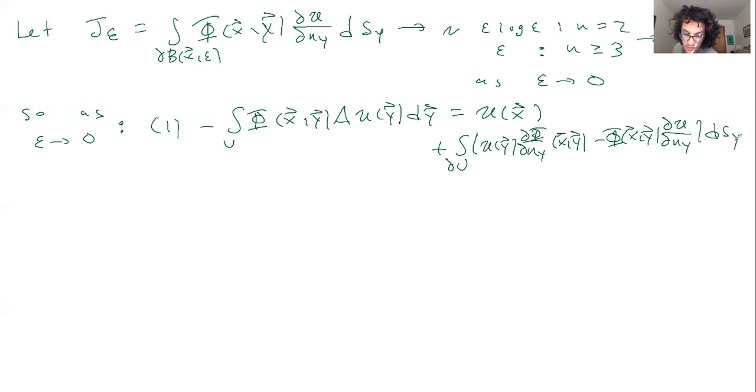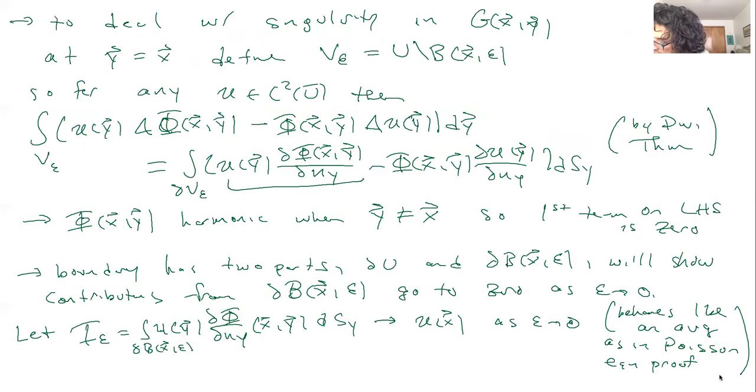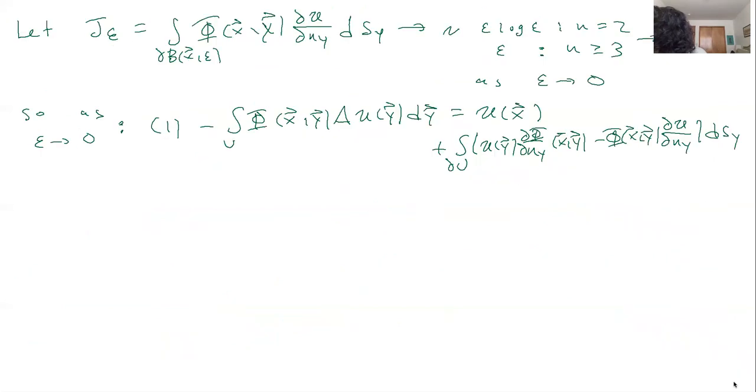So this integral here, if we take the limit as epsilon goes to 0, it just becomes the integral over u. And now this part has vanished. This part here is vanishing for the boundary with the ball, and we're just left with the boundary of u. And then also this part, u of x, that we computed for that first integral.